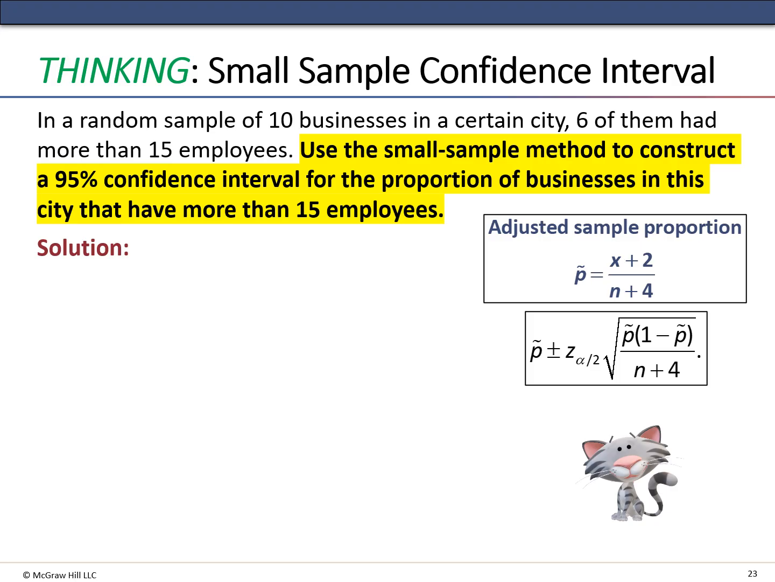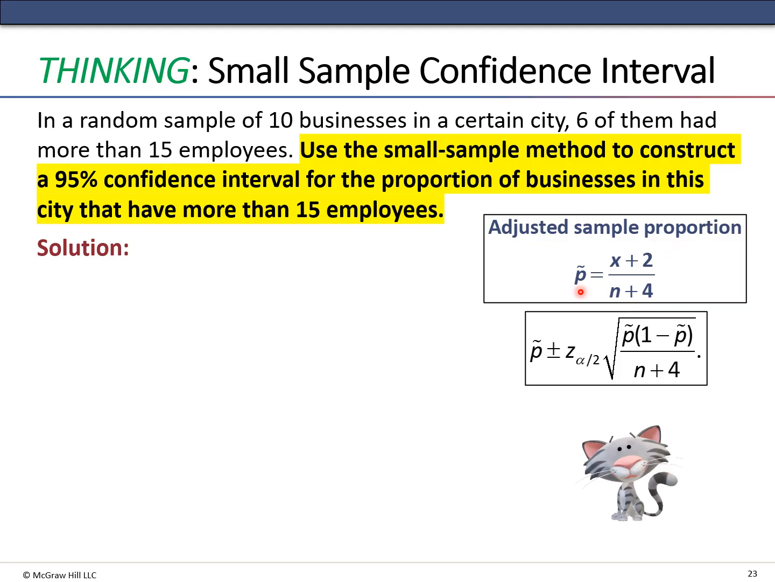So here, let's try a problem. I've got the formulas here. In a random sample of 10 businesses in a city, 6 of them had more than 15 employees. So that means 6 of them had more and 4 had less. And so you can see that in neither of these categories do we have at least 10 responses. So we're going to use the small sample method to construct a 95% interval for the proportion of businesses in the city that have more than 15 employees.